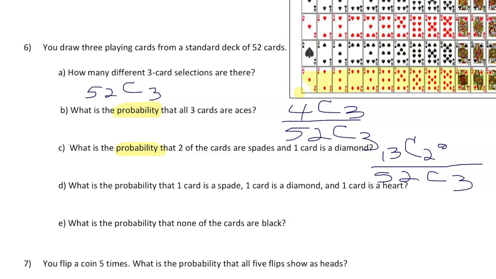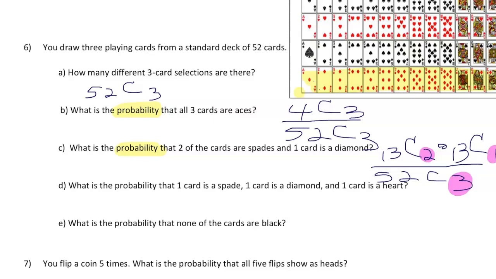So I also have 13 diamonds. So now I'm going to say 13, choose 1. So what you should be cognizant of is the fact that 2 plus 1 gives me 3. Okay? And you're dealing with a deck of 52 cards. All right, so then that brings us down to D.